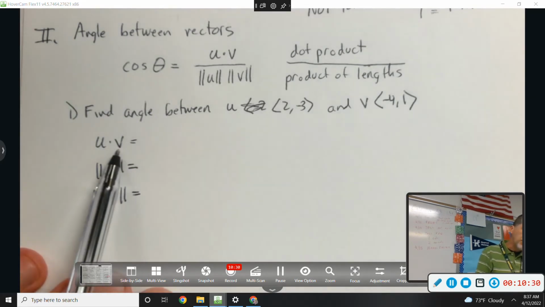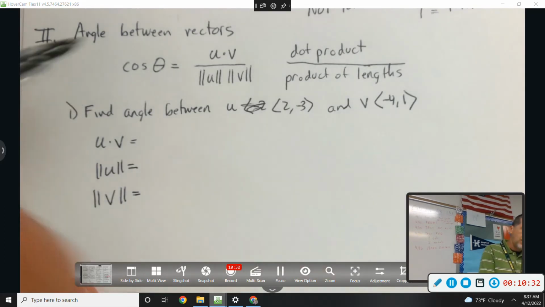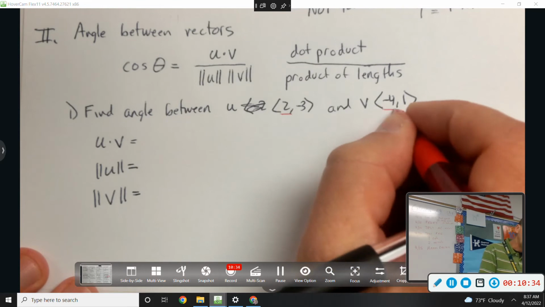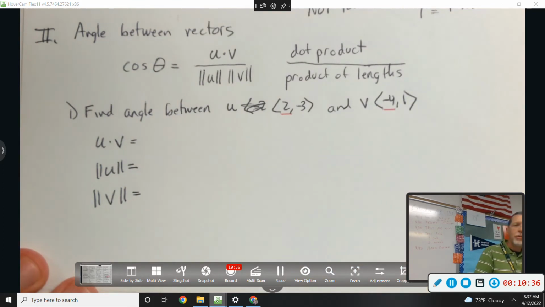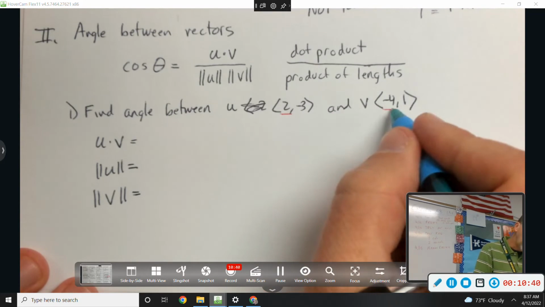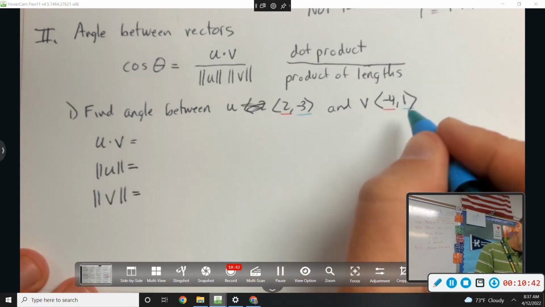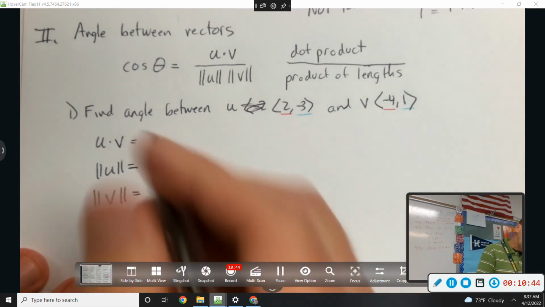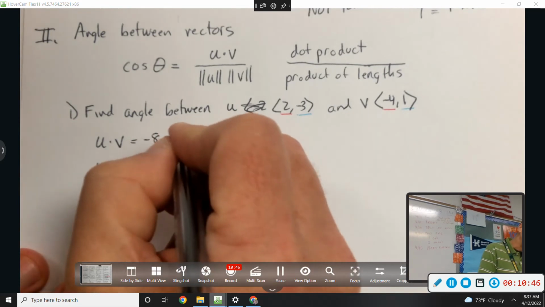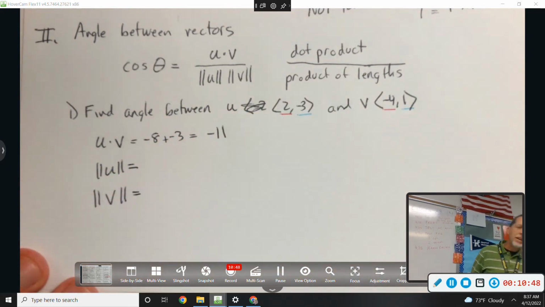All right, u dot v. Again, if you're feeling adventurous and you want to skip steps, we already did this, but -8 minus 3. Oh, I can't help but show a little bit here. It would be -11. Right? x times x is -8. y times y is -3. Combine them together, we get -11.